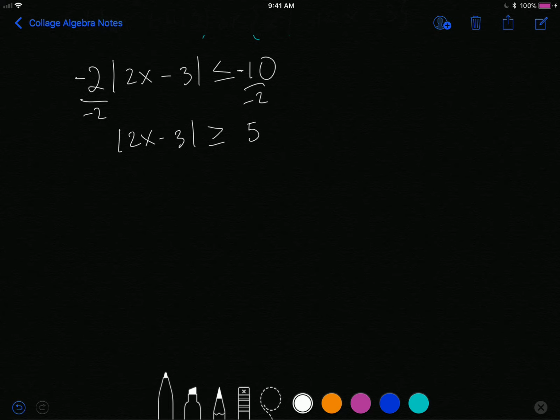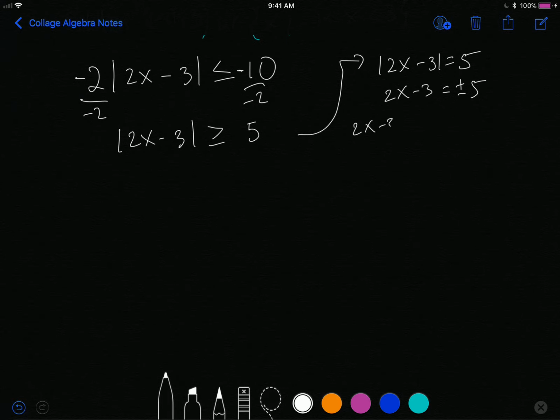And so again, I don't solve it directly. What I do instead is solve the equality. Change the greater than sign to an equal sign, and I solve that. Drop the absolute values. So you have 2x minus 3 equals plus or minus 5.